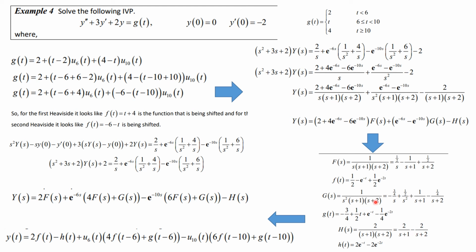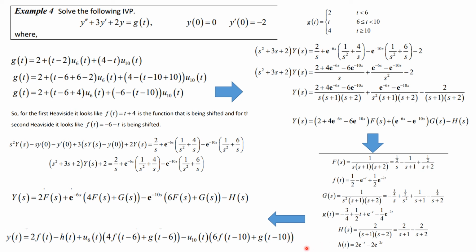So now I go over here and remind myself that this was the thing that I really have to invert. So when I invert this, again, these are just going to be Heaviside functions that will pop out. And so I can use the linearity properties of the inverse transform to do this. So what I get is my solution, y(t) is equal to 2f(t), and f(t) was over here. And then this is going to be minus h(t), and h(t) is over here.